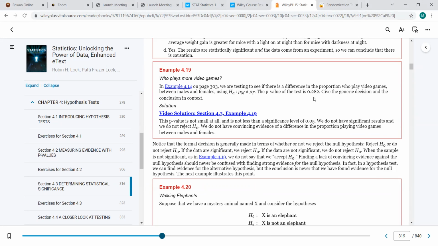Now, suppose the alpha is 10%. Do we reject or not reject? Suppose our level of significance alpha is 10% in this case. What is our decision? Do we reject or not reject?